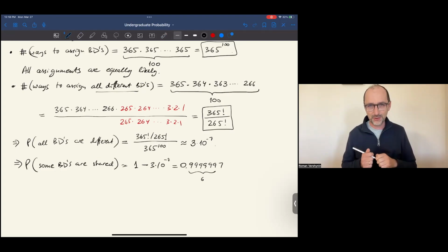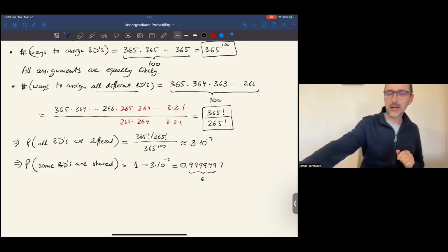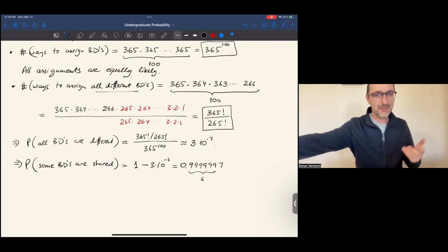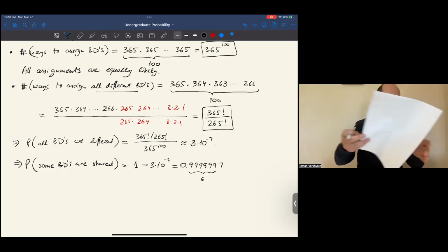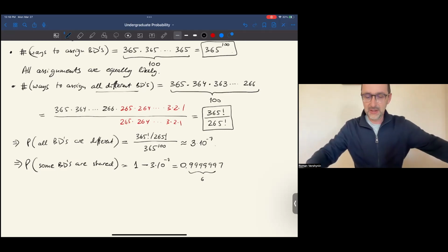Almost certainly it's true. If you ask anybody on the planet, there will be maybe 3 people, maybe 4 people, who have ever seen this not happening. So for all of that, birthdays are shared. And that's something non-intuitive, maybe. Good. So we solved this problem.